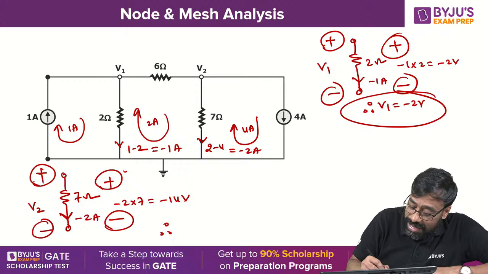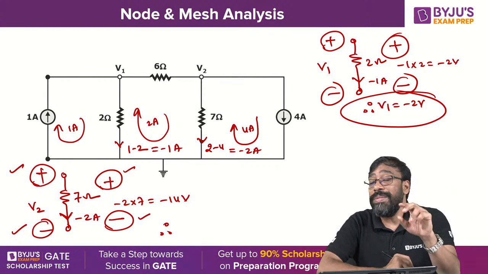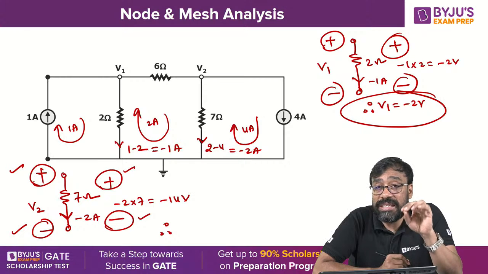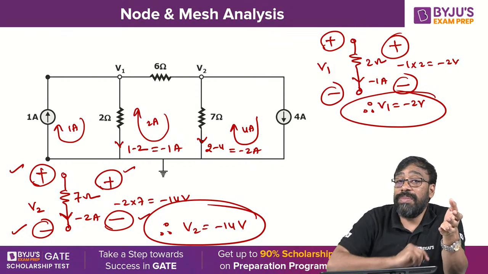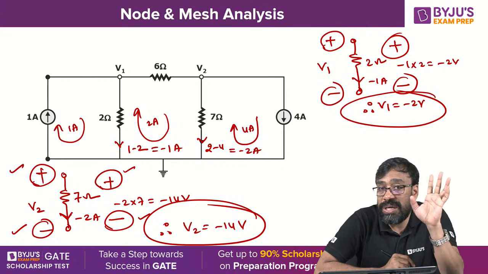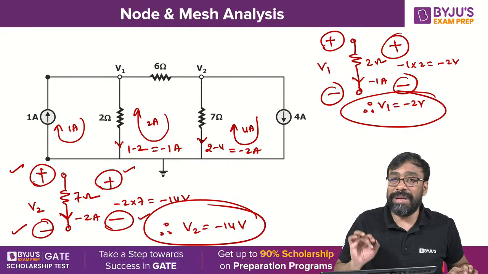These are the actual polarities, these are the desired polarities. When there is no mismatch between the actual and desired polarities, you can take the value directly. V2 is simply minus 14. If there is a mismatch, you have to multiply that voltage by minus 1, because the polarity will be reversed. You understand, all of you? So this is how you can solve using mesh analysis.